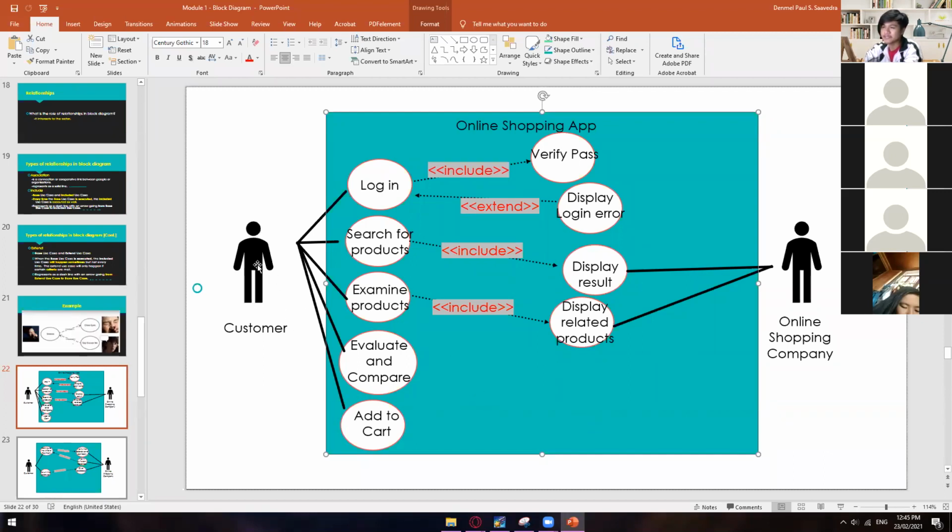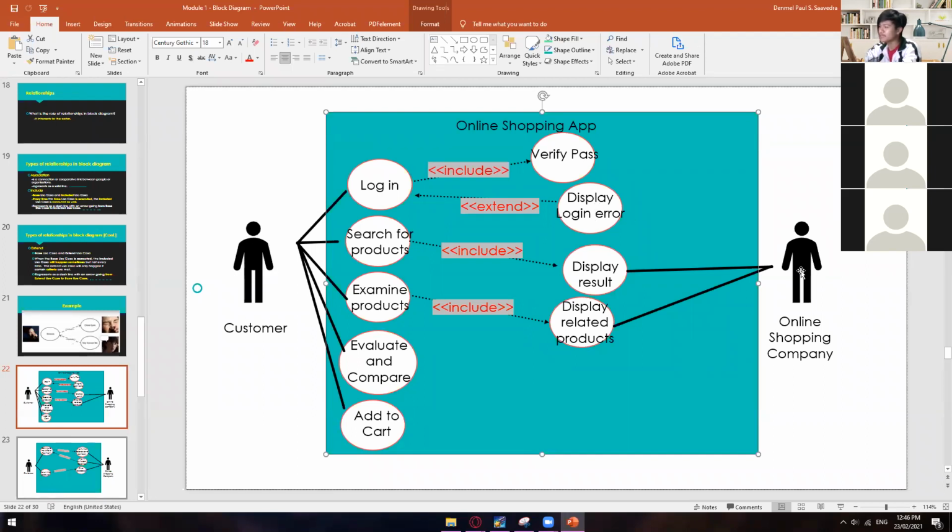And as you guys can see, this is our customer, and this is the association connection. So meaning this customer can log in, can search for products, can examine products, can evaluate and compare, can add to cart, etc. So those are the things that he can do, or our primary actor can do. And then as you guys can see right here, the reactionary or the secondary actor has only the part wherein it's already programmed, that when the password is wrong, it will display login error.